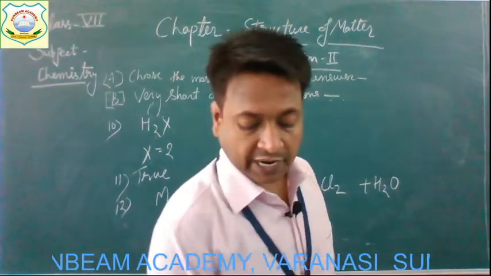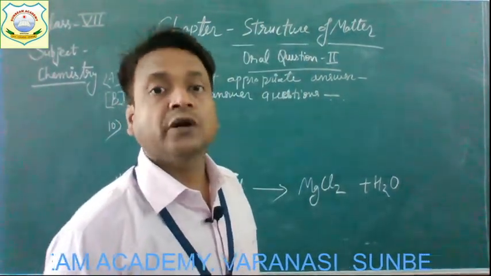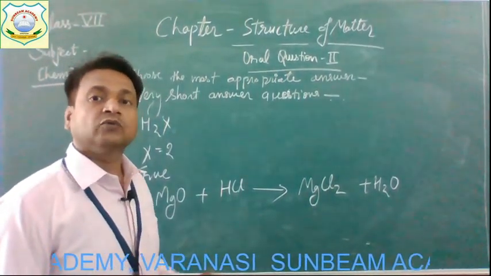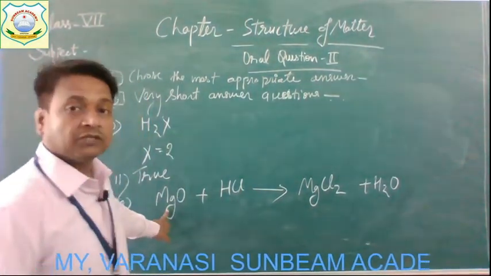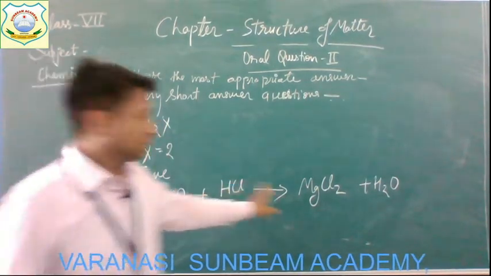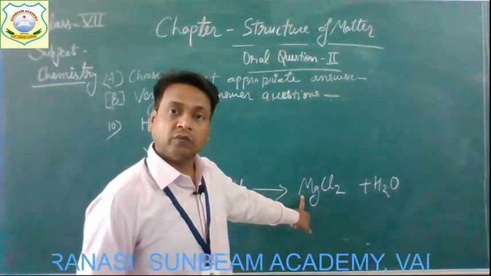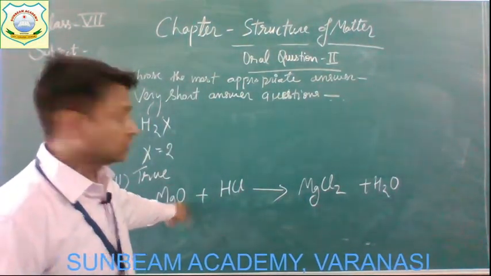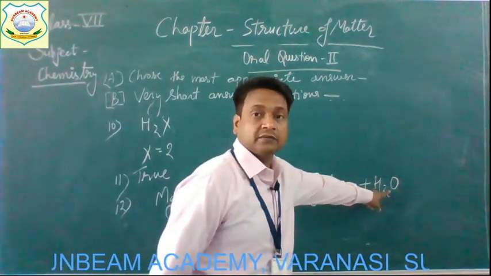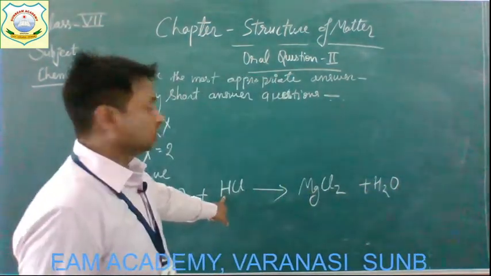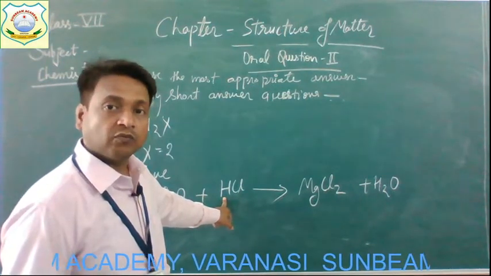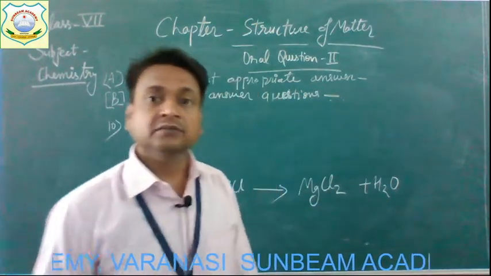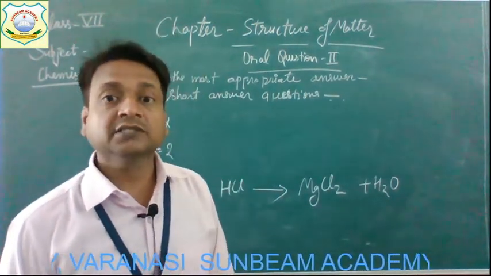In the question it's given that it is a balanced equation. True or false? First find out whether it is balanced or not. Count the number of atoms on both sides. Magnesium on the left hand side 1, on the right hand side 1. Oxygen atoms on the left hand side 1, on the right hand side 1. Now hydrogen atoms on the left hand side 1, on the right hand side 2. This means that the equation is not balanced. The statement is false.